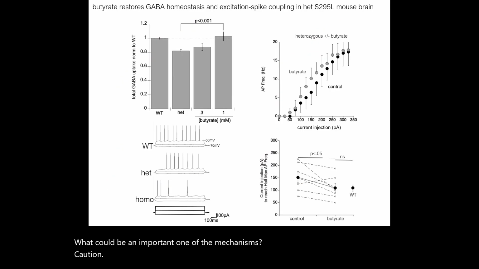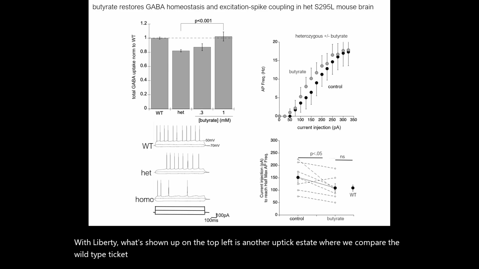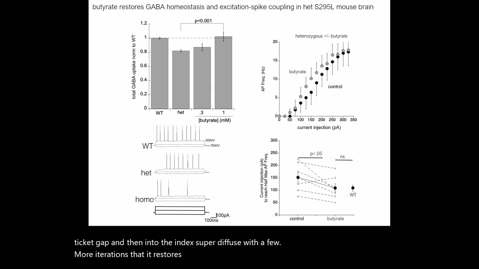Okay, so we went ahead and we've done some testing, and I'm just going to show you one or two experiments with butyrate. What's shown up on the top left is another uptake assay where we compare wild type uptake of radioactive GABA into wild type and heterozygous mice, and then into brain that's been superfused with butyrate at 0.3 or 1 millimolar. And you can see that if we add 1 millimolar butyrate to the uptake assay, it restores the uptake in the heterozygous brain tissue to that of wild type levels.